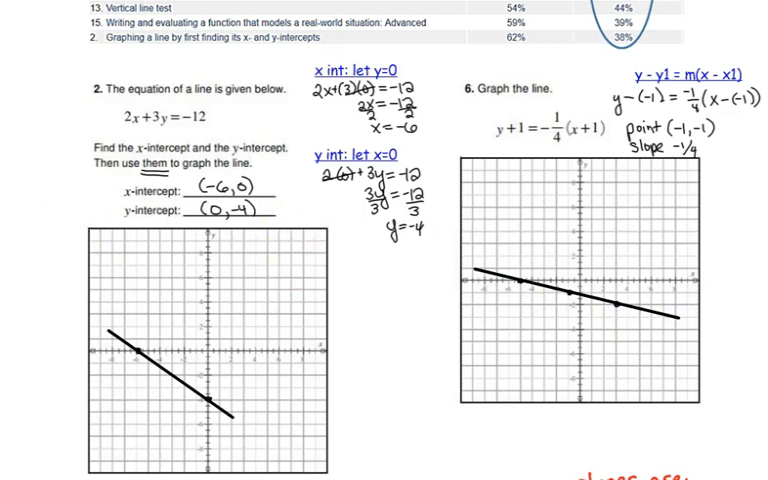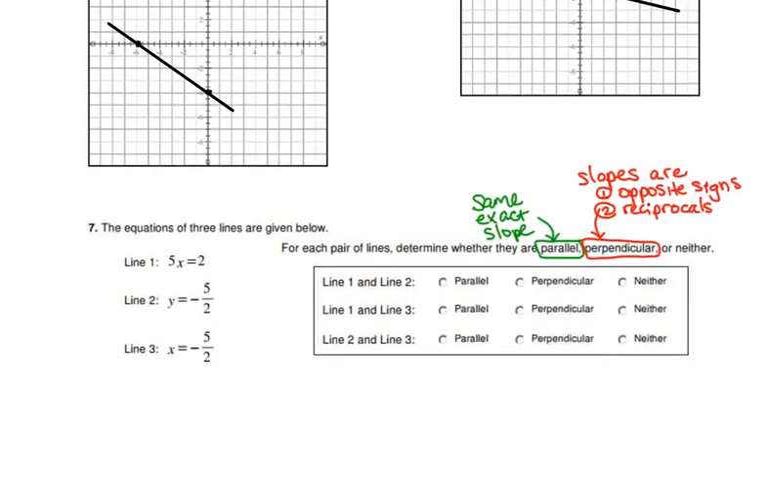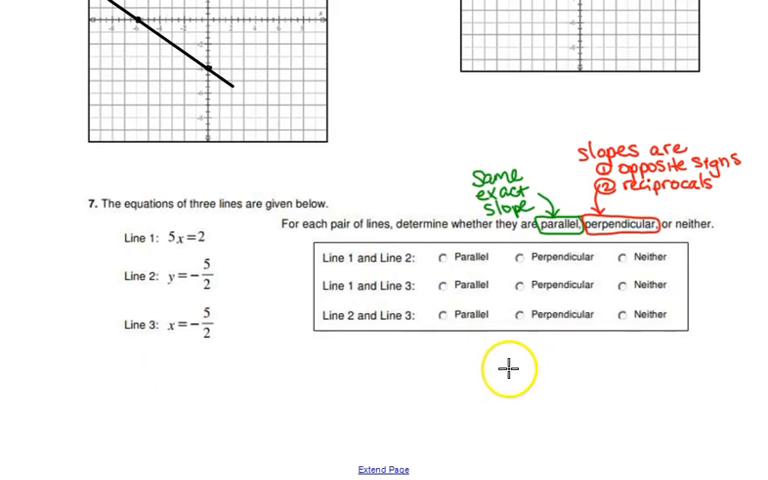Number 7. We have 3 lines. It says for each one, determine if they're parallel or perpendicular. So I just made a quick note here. Remember, for two slopes to be parallel, they need to have the same exact slope. So same sign and same number. Perpendicular, they're opposite signs. So one positive, one negative, and the reciprocals. And then you have neither, where it's neither one of these two.